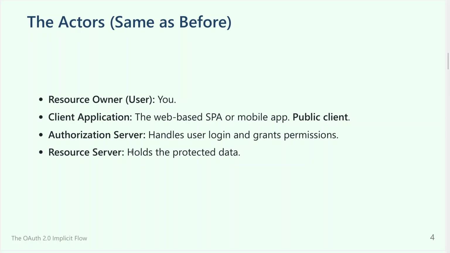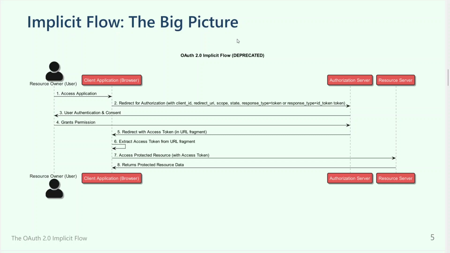You can take the picture from my profile, and so on. So the implicit flow is quite simple to understand, but I will explain it in more detail in a moment. Looking at this diagram, you are the user, you go into a browser, a client application, a single page application, for instance, and you access it.